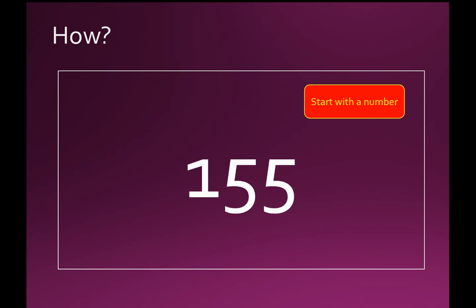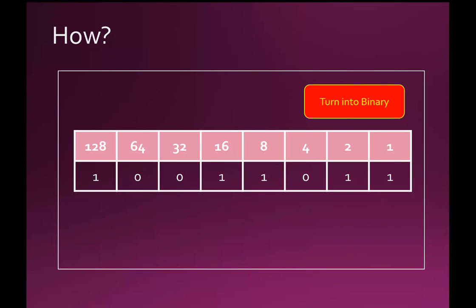So let's say you're given the number 155 and you're asked to convert it to hex. All right, so what we do first is we convert it to binary. There you go, that's 155 in binary, just there. So there's my binary table at the top. I've written the binary table, convert it, done.